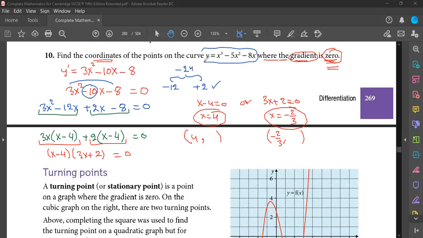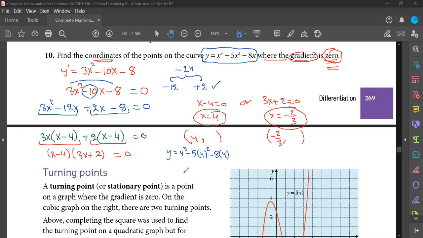Substitute in the function, because I don't want y prime, I want y for each of those points. So all you need to do is substitute: 4 cubed minus 5 times 4 squared minus 8 times 4. Go ahead and get it from the calculator.